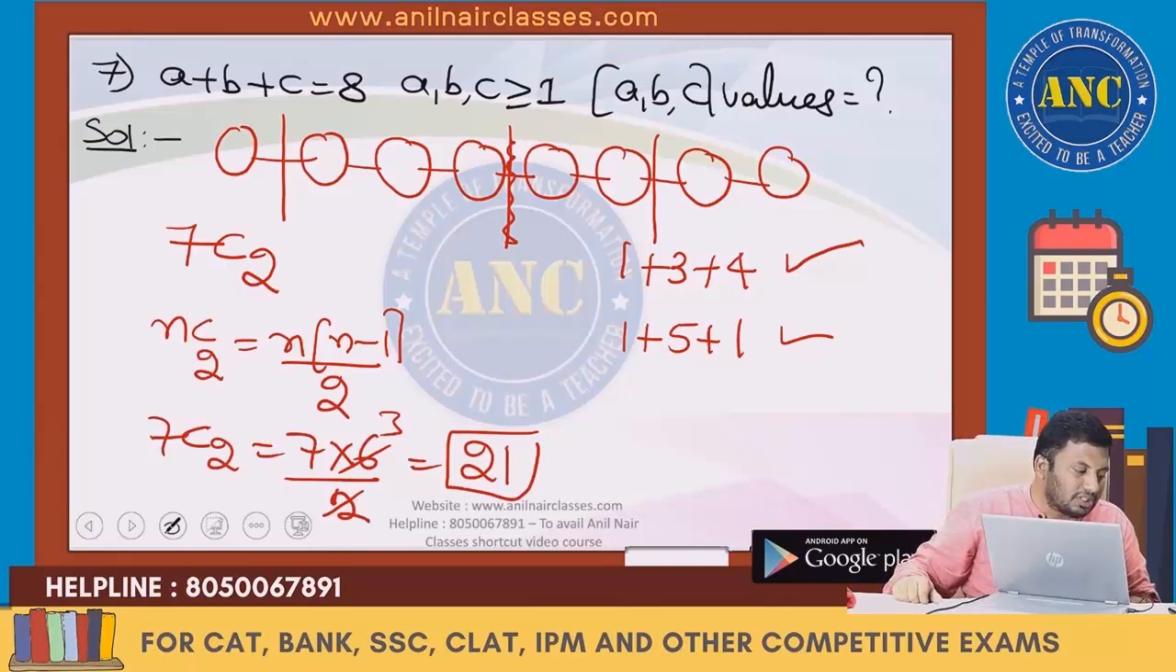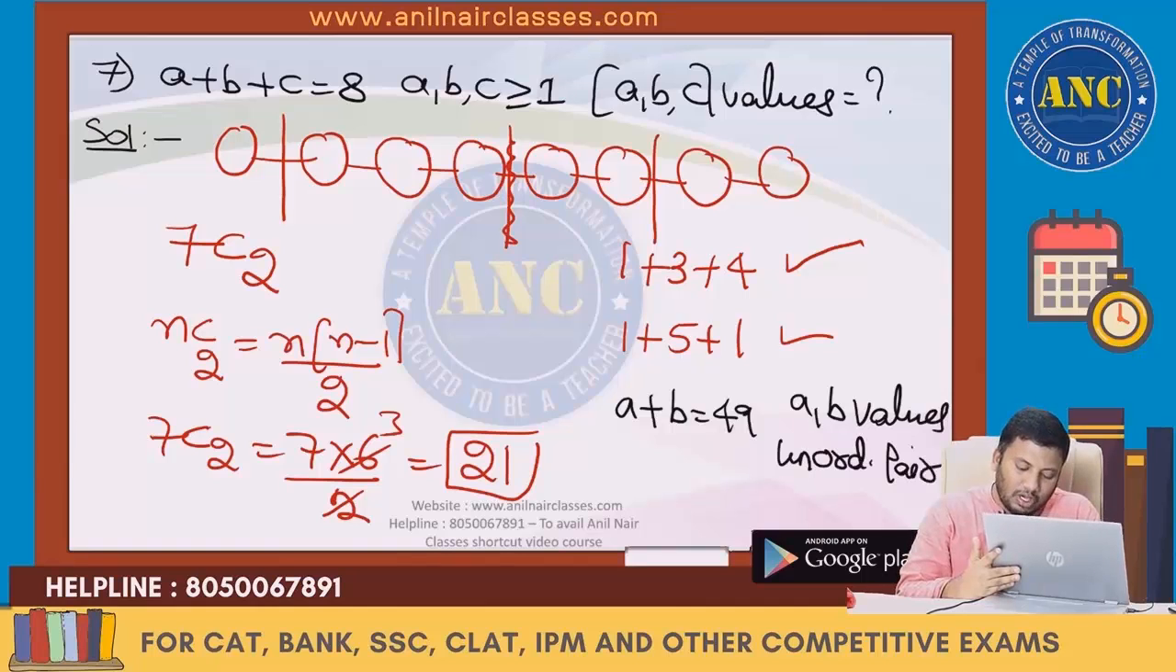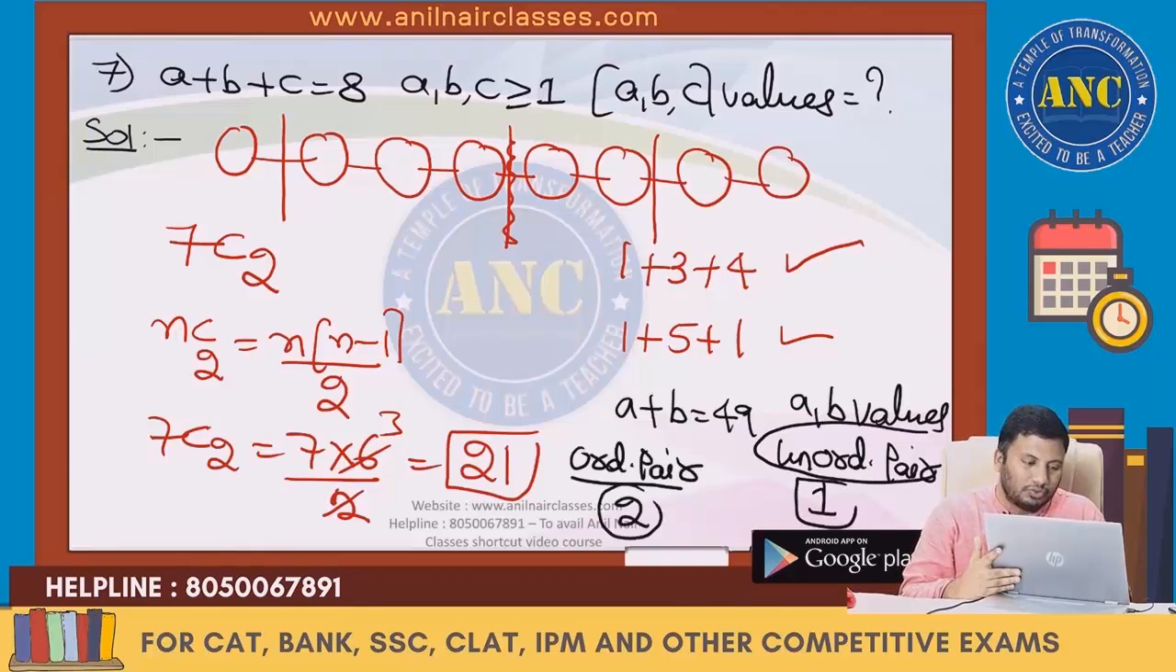I hope the options are right. In the previous question, A plus B equals 49. Sai, A and B, how many values in an unordered pair? In an unordered pair it is 1. In an ordered pair it is 2. The question is about an unordered pair. Like you rightly said, if it is an ordered pair, the reverse is also possible, so the answer is 2. If it is an unordered pair, it is 1.